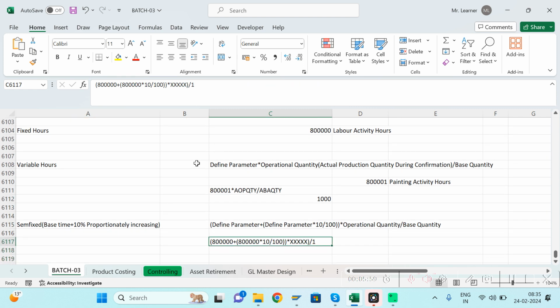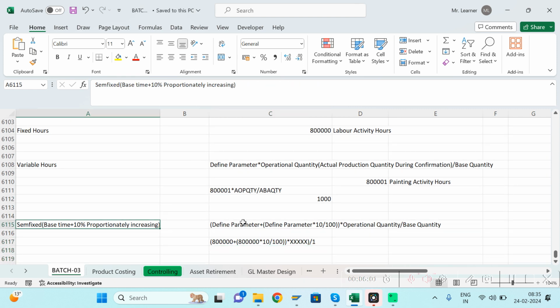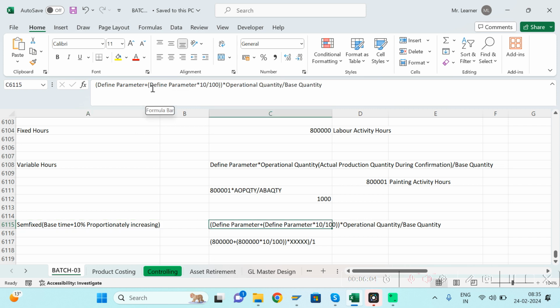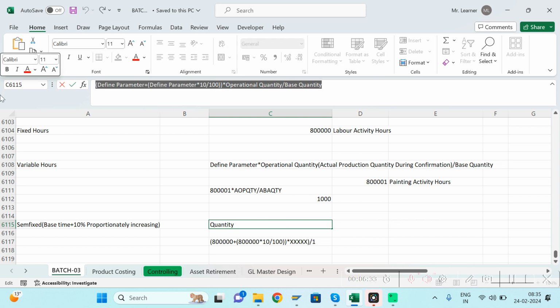Now this one, semi-fixed: defined parameter plus defined parameter multiplied by 10%. Let's say you are telling the system, whenever I reach certain levels, my cost or my hours will increase by 10%. So this is the formula: defined parameter plus defined parameter multiplied by 10% divided by 100, multiplied by operational quantity divided by base quantity. This is the formula you have to use.